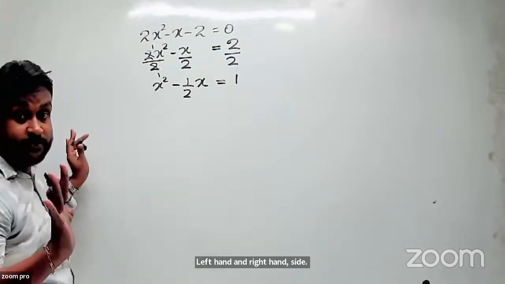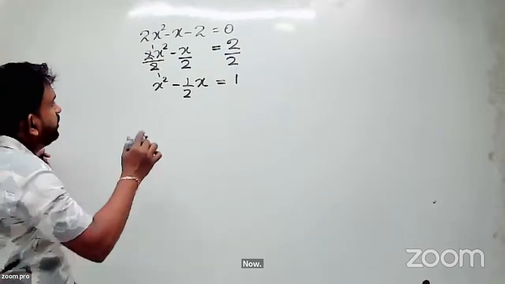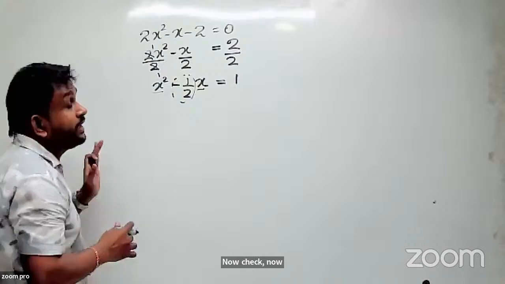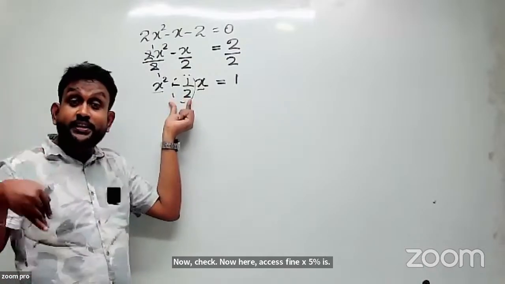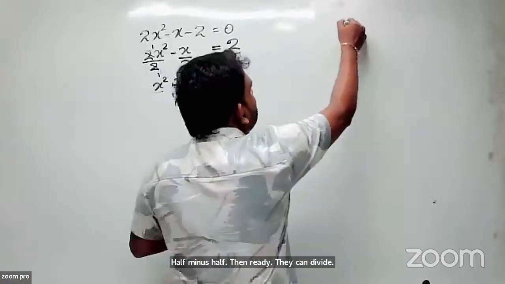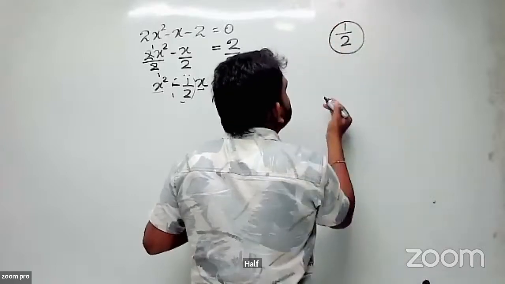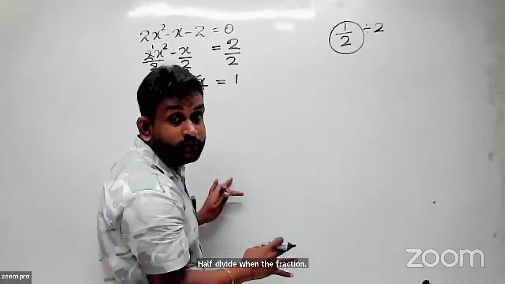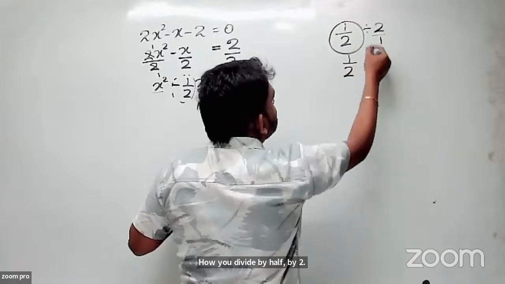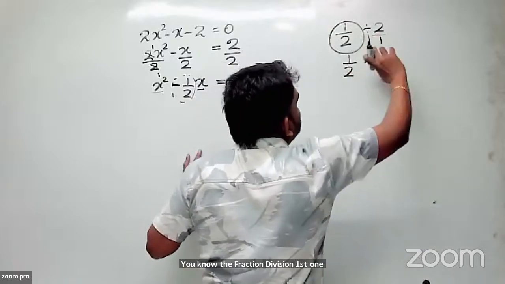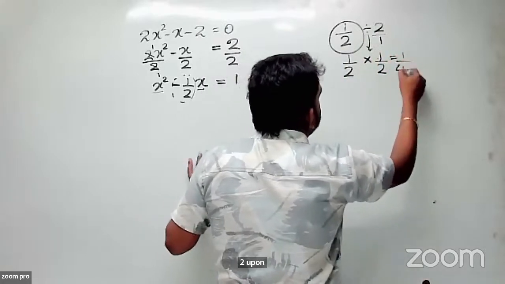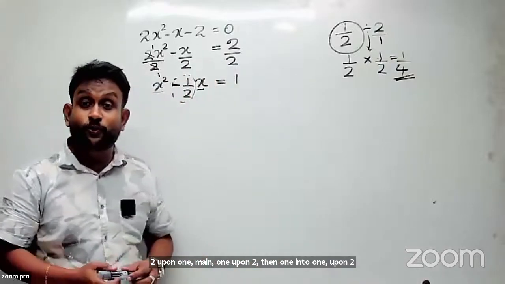Now, as in the previous questions, we proceed the same way. Check: x squared fine, x coefficient is negative half. Now we have to divide this half by 2. When a fraction is divided by 2, what actually happens? You know fraction division: keep the first one as it is, change division to multiplication, and take the reciprocal. 2 upon 1 becomes 1 upon 2. Then 1 into 1 is 1, and 2 into 2 is 4. It came as 1 upon 4.